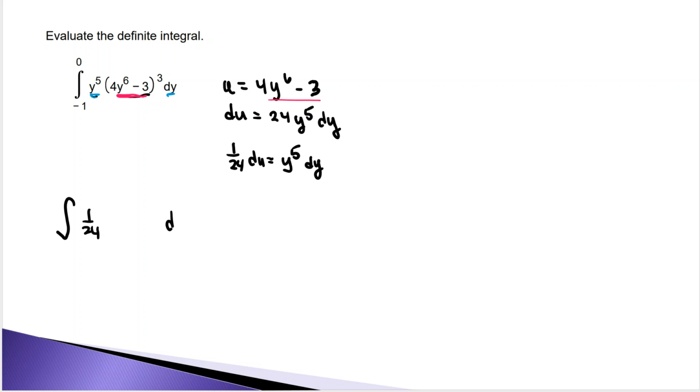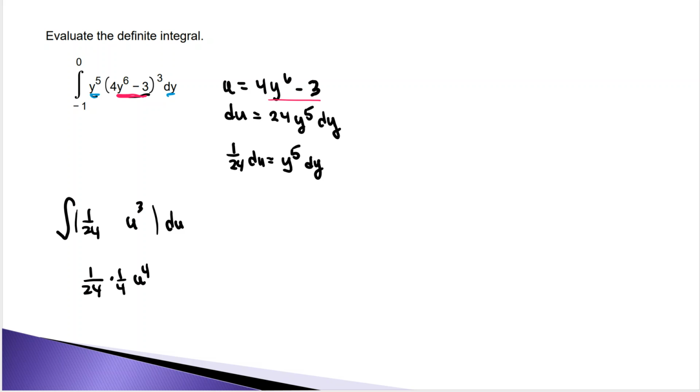1/24 du, that's my y^5 dy, and then 4y^6 minus 3 becomes a u, and the u is cubed. So I'll have 1 over 24 times 1/4 u to the fourth, when I evaluate the integral.